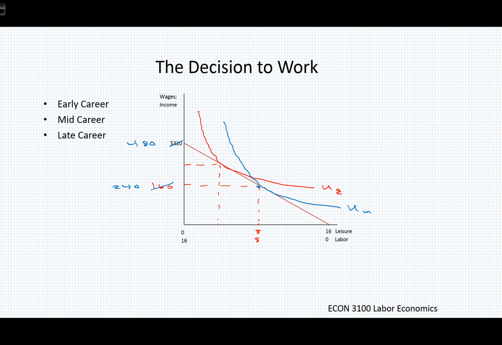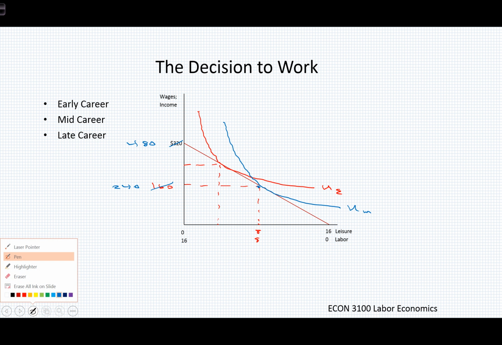So they're able to move downwards on this budget curve to get the same level of happiness. What we're really ending up with is, in this case, more income, perhaps, and having to put in less labor to get there than when we were here in the earlier stage of the career.